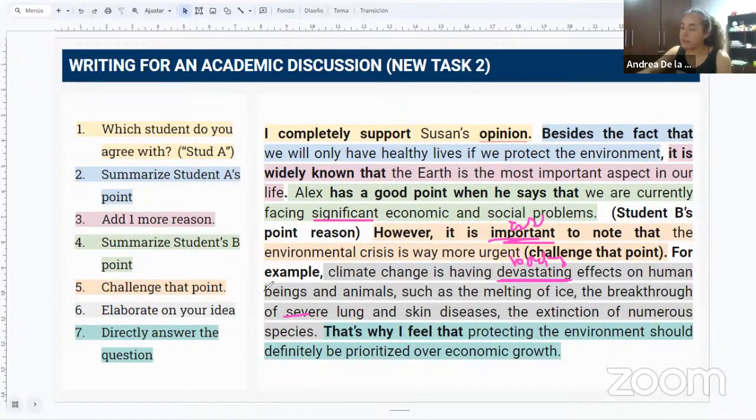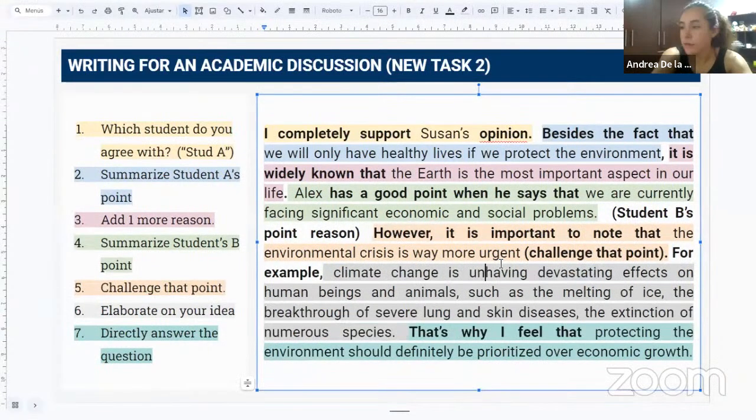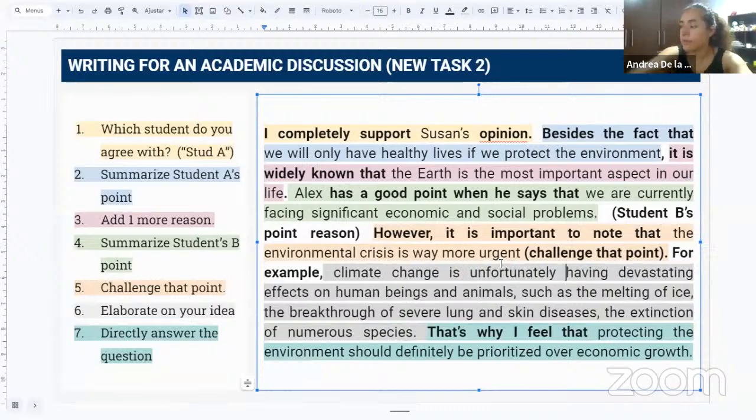Añadir adverbios también hace la diferencia, ¿no? Por ejemplo, podríamos decir: climate change is unfortunately having devastating effects on human beings and animals. Este unfortunately es un adverbio y añadirlo ahí ya hace la diferencia. No sé si ustedes lo notan. Muestra vocabulario y es algo muy fácil de aprender y de usar.